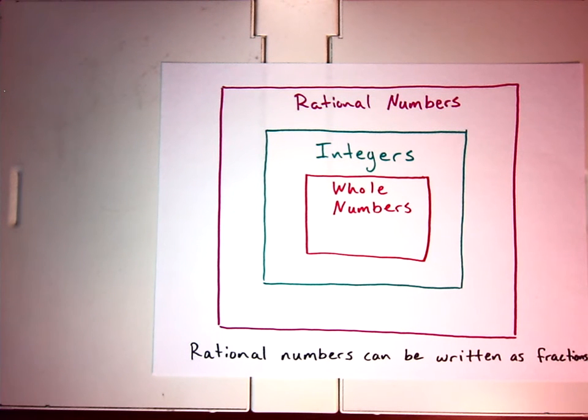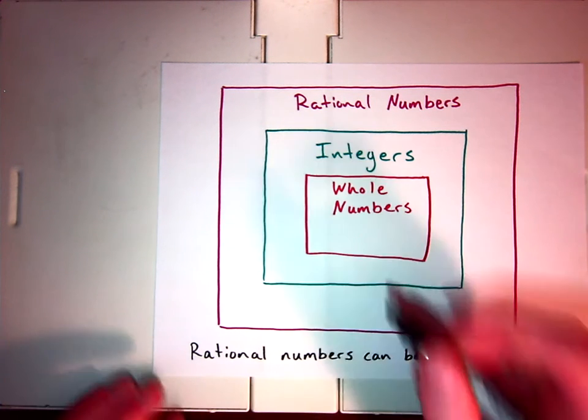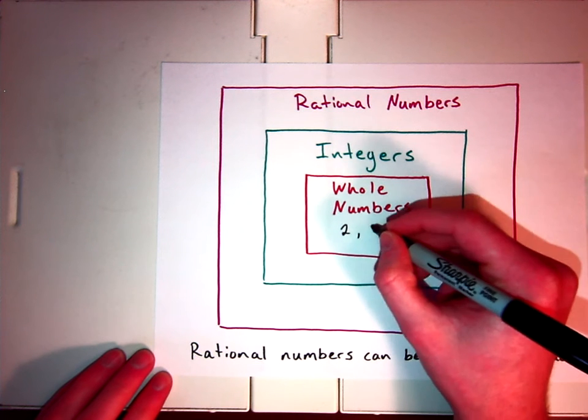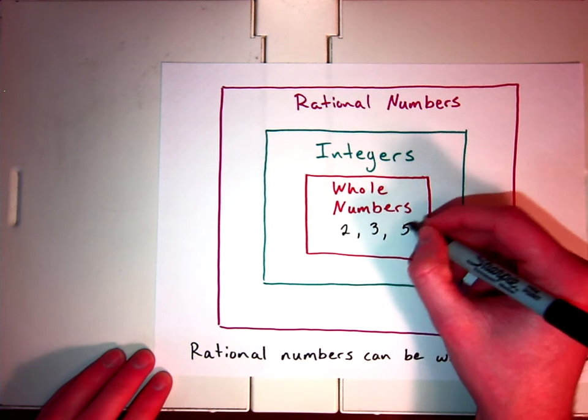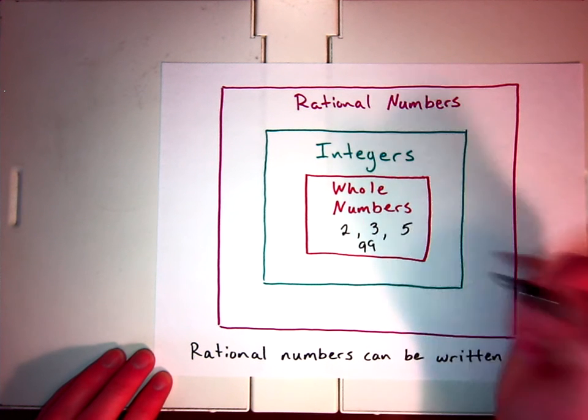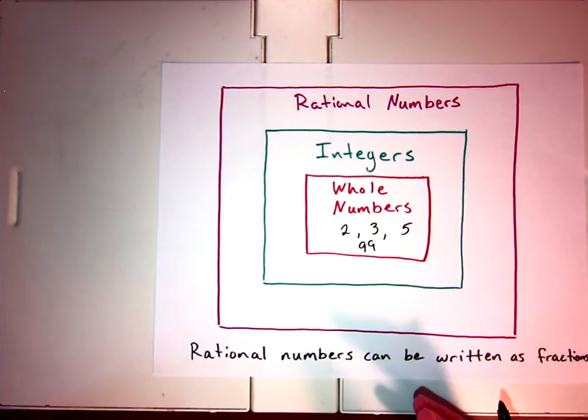Whole numbers are numbers like 2, 3, 5, 99. Those are numbers that you can go out and count. You can say, in the park, there are 99 trees. Whole numbers do not include negative numbers. They do not include fractions, partial numbers, or decimals. Whole numbers are a very specific set of numbers.